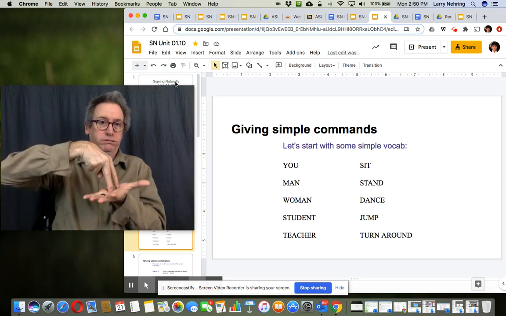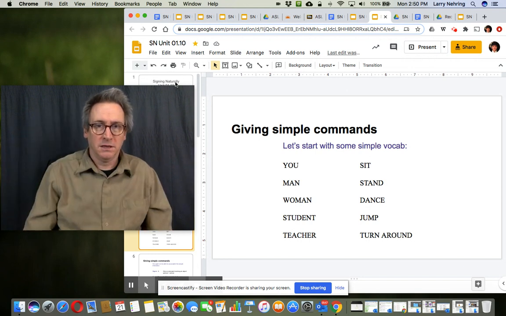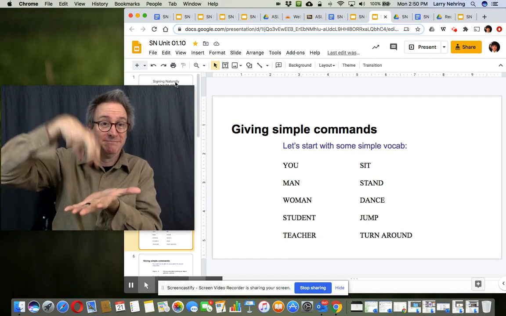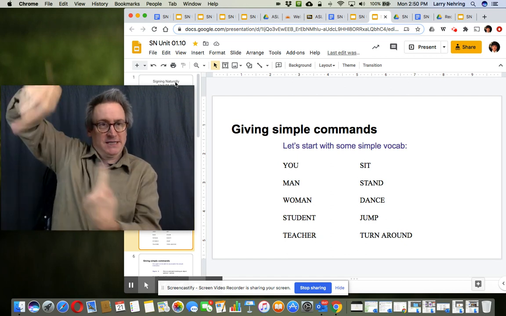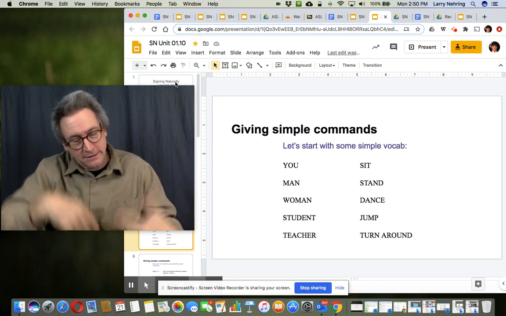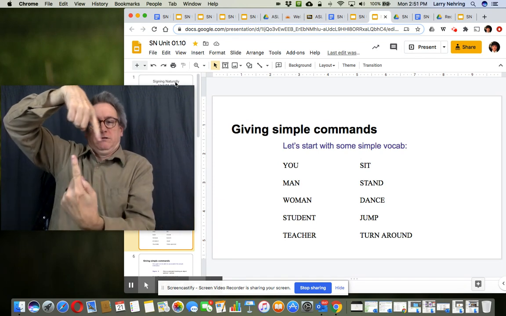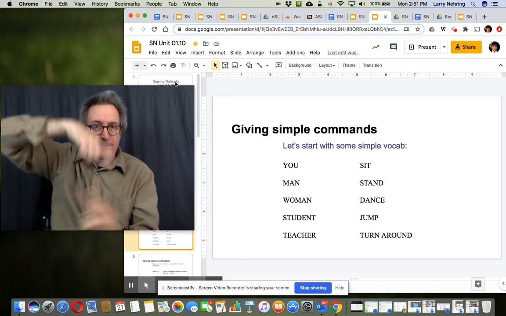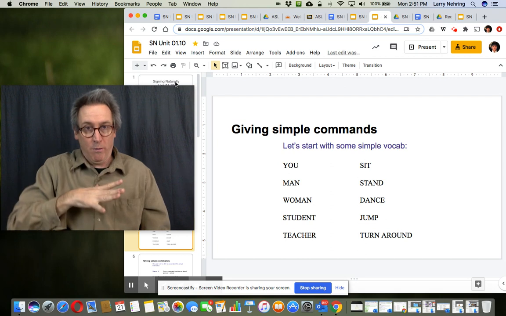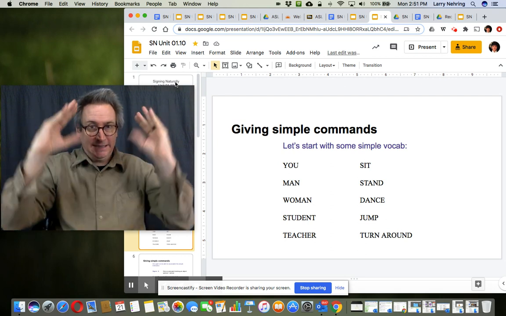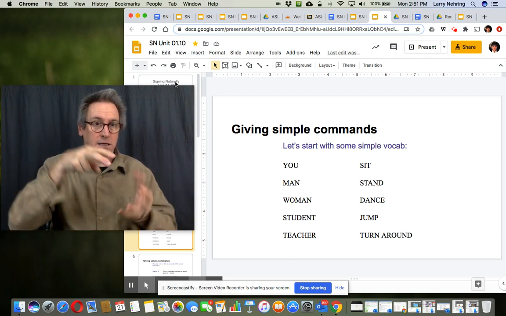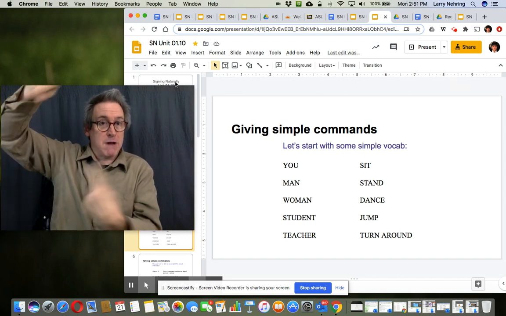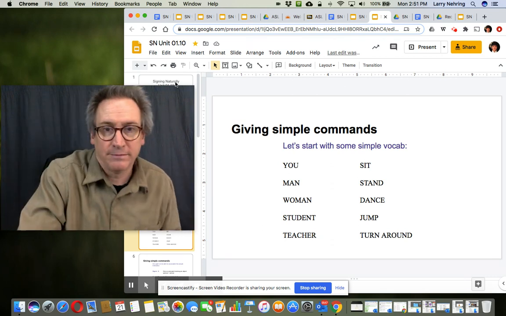Stand. Dance. Jump. Now turn around is just this, right? These aren't actually people. I'm saying just pivot around this way. Turn around. So you, man, woman, student, teacher, sit, stand, dance, jump, and turn around. So that's what we're going to start with.